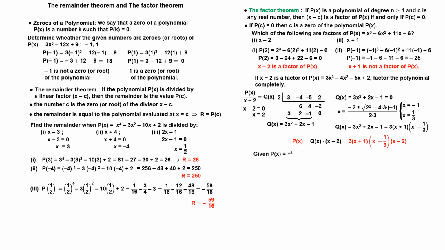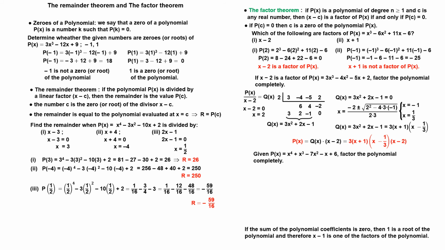Pay attention in this question. Here is the first tip. If the sum of the polynomial coefficients is 0, then 1 is a root of the polynomial, and therefore x minus 1 is one of the factors of the polynomial. We can see that the sum of the coefficients of p of x is 0. So x minus 1 is one factor of p of x, and we can divide the polynomial by x minus 1. If you sum the coefficients of this quotient, the result is not 0.